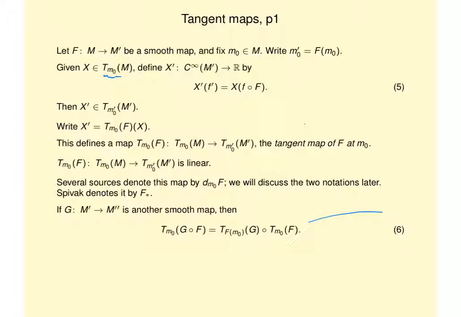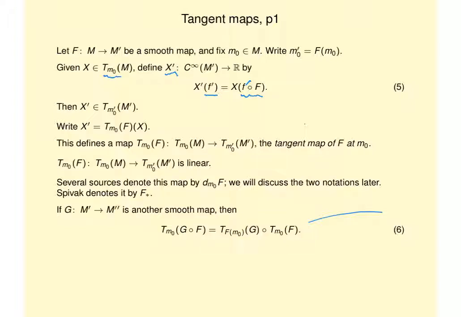And I define what's going to be a tangent vector X prime at the point M0 prime of capital M prime. And I define that just by pulling back functions on the target to functions on the domain by use of capital F. So in fact there should be a prime on that. Let's put that in. That should be F prime. Capital X prime applied to F prime is the composite of F prime with the smooth map capital F.